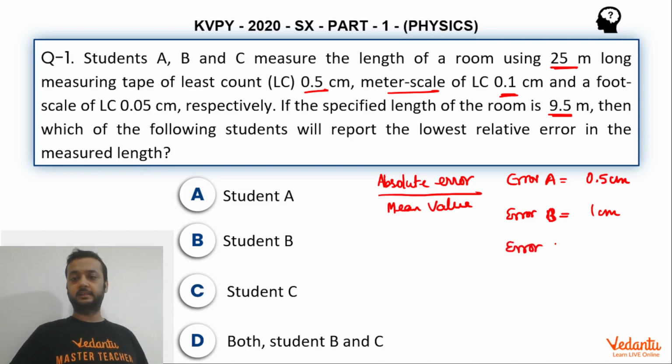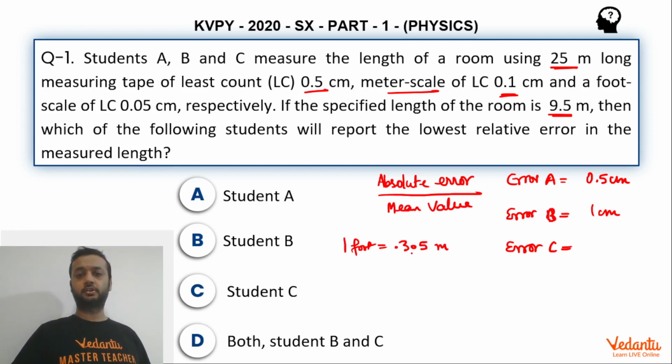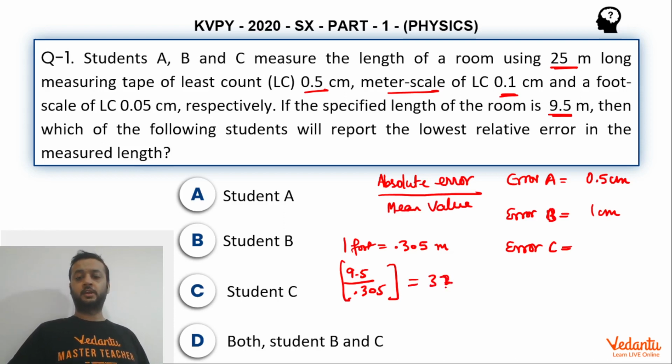Similarly, if you talk about C, C has a foot long scale. One foot is approximately 0.3048 meters, so approximately 0.305 meters. If you have to measure 9.5 meters, then 9.5 divided by 0.305, if you take the integral value of this, comes out to be 32. That means you have to measure at least 32 times using the foot long scale, and then you will be able to measure 9.5 meters.